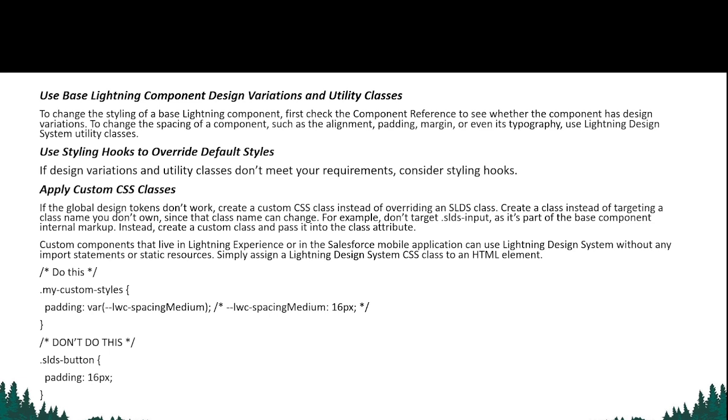So you can apply custom CSS classes. If you don't have a global token, you can create a custom CSS class instead of overriding SLDS classes. Now you can create a class instead of targeting a class name. Then you can create a custom component, then you can add those CSS to an HTML element by adding padding to the custom styles, and spacing also is applied.